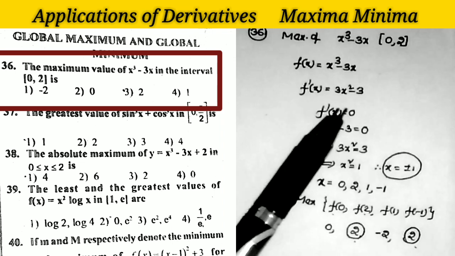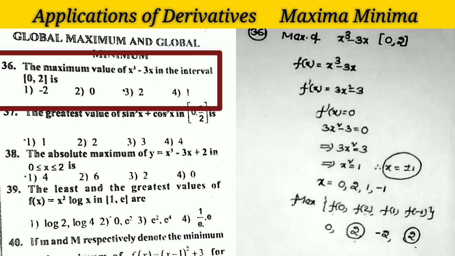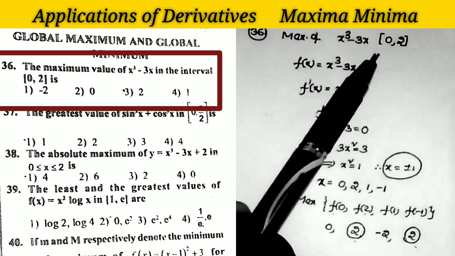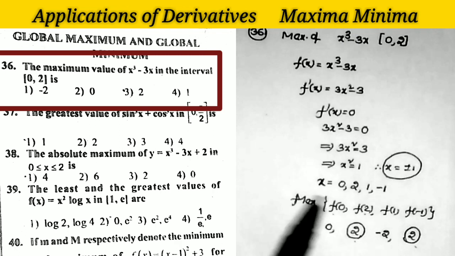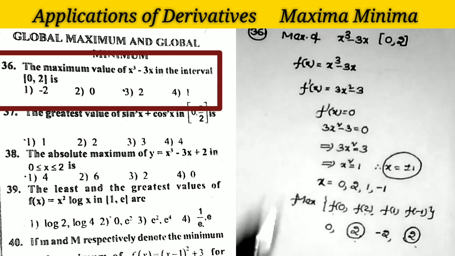Very easy. Just do f dash of x is equal to 0 and find the x values. And already here we have two x values, and taking all those x values and replacing them in the given function and taking the maximum value of those values. That's all. Very easy concept.